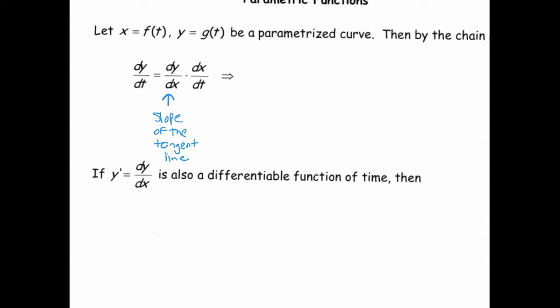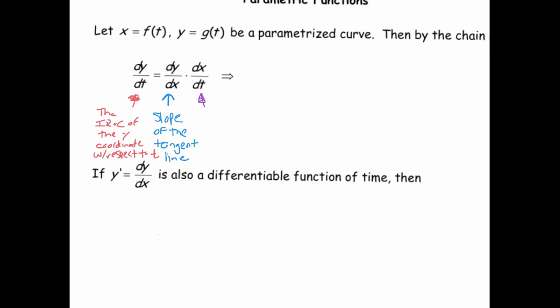Dy dt is going to mean the instantaneous rate of change of the y coordinate with respect to time. All right, so you can think of that more as a speed, right? What's the instantaneous velocity of the y coordinate at a certain instant in time?